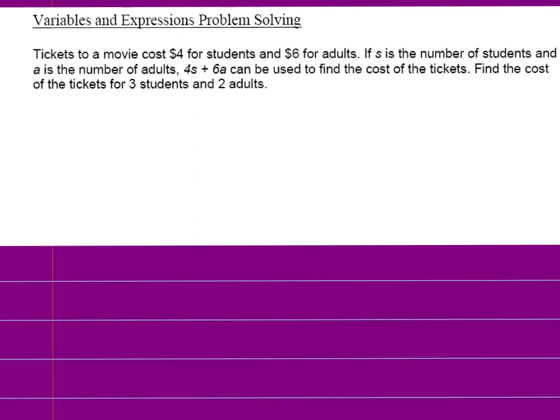Lastly, we have a word question. You're going to have this in your homework. So we have tickets to a movie cost $4 for students and $6 for adults. If S, that's our variable, is the number of students, so S will stand for the number of students, makes sense, and A is the number of adults, then 4S plus 6A can be used to find the cost of the tickets. Find the cost of the tickets for 3 students and 2 adults.